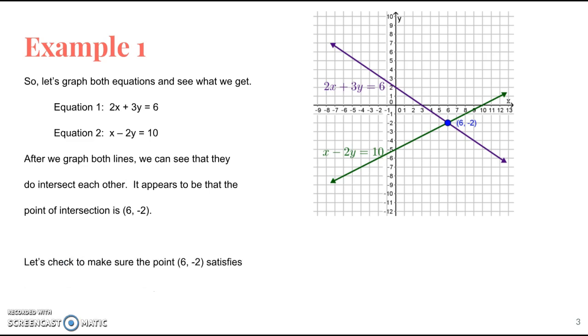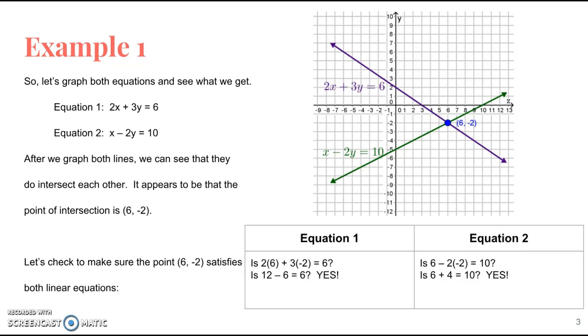Well, let's check to make sure the point (6, -2) satisfies both linear equations. You will notice that I have plugged (6, -2) into equation 1. And when I did so, it did work out correctly. I then plugged (6, -2) into equation 2. And again, I was able to get a true statement. Therefore, (6, -2) is the solution to both equations.